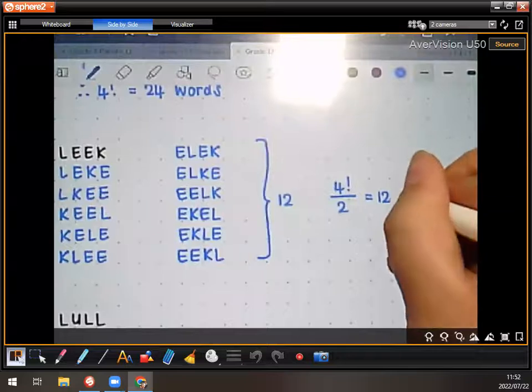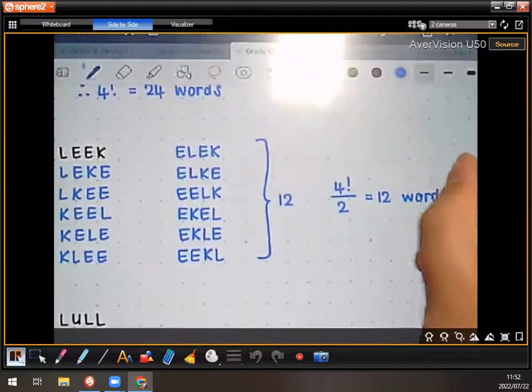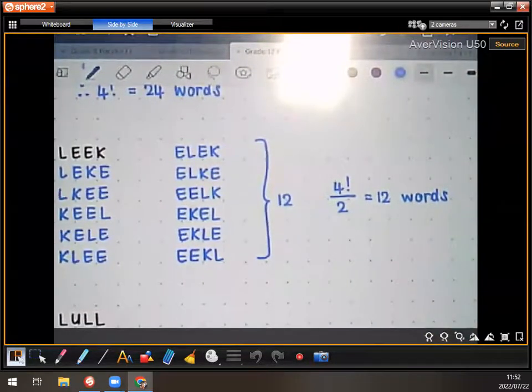So guys, the reason why we are dividing by 2 is because we have to cancel out all of the options where, if you have this one, for example, and you swap the 2 e's around, you get the same word. If you have this one, if you swap those 2 e's around, you get the same word. Here you have KEL, you swap those 2 e's around, you get the same one, right?